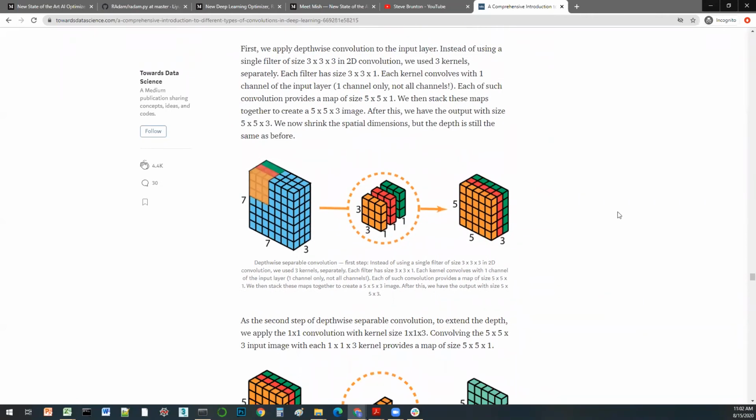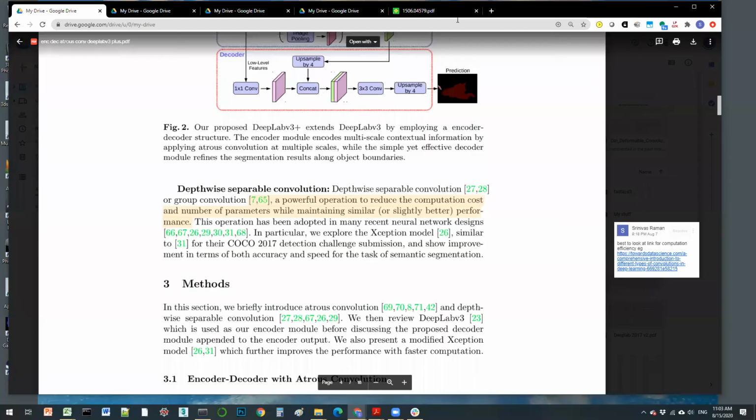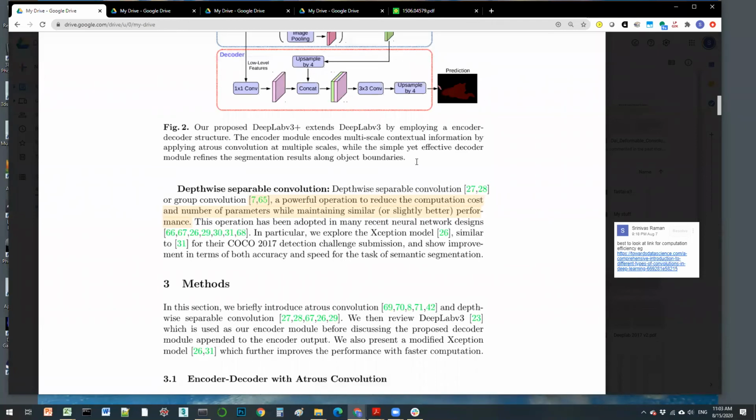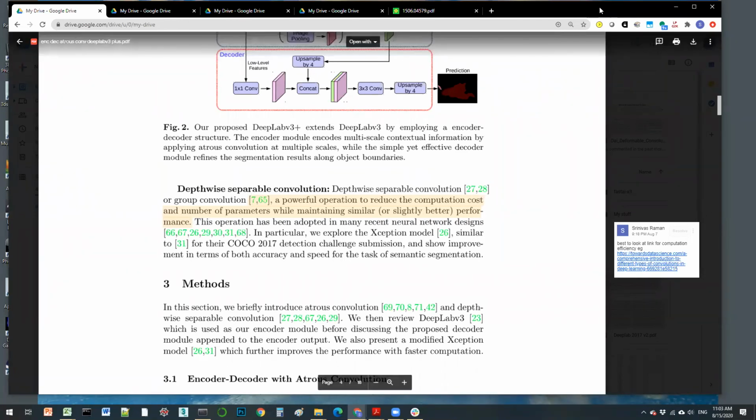Okay, so can I switch back to the original paper now that we have looked at what depth-wise convolution is? Let me share this screen to go back. One second. Okay, let's see whether I get the right screen. Are you guys seeing the paper again, or am I lost? Yep. Okay, good.